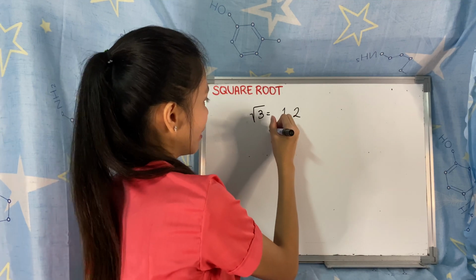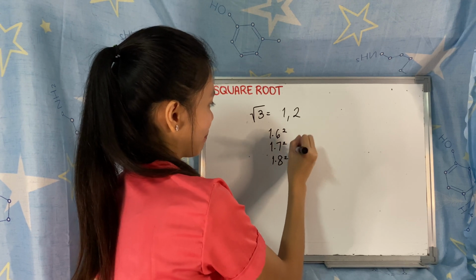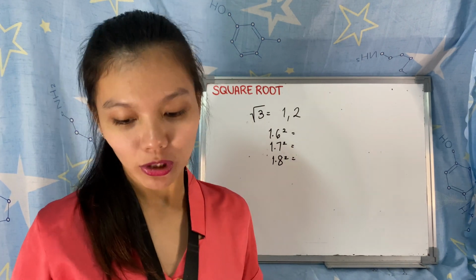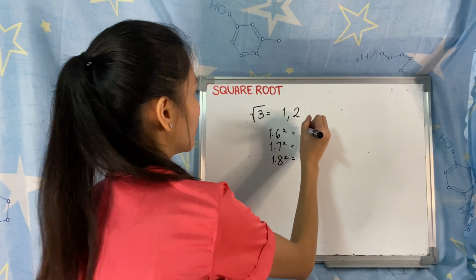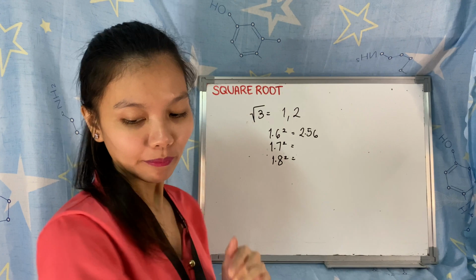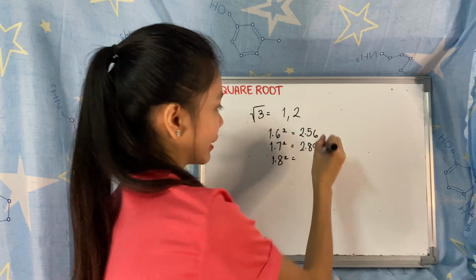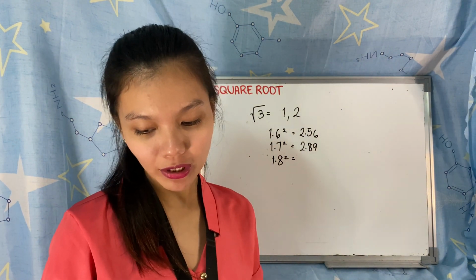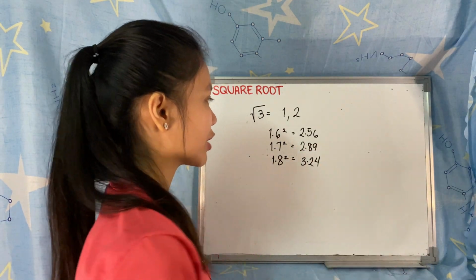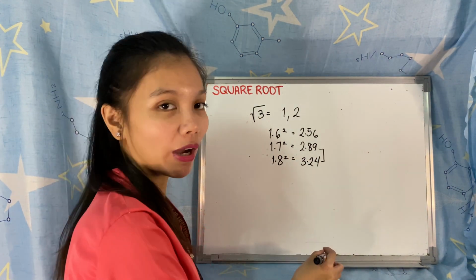So, we're going to try the values of 1.6, 1.7, and 1.8. So, we are going to get the square of the given numbers. The square of 1.6 is 2.56. So, medyo malayo pa siya sa 3. Then, the square of 1.7 is 2.89. So, malapit-lapit na siya. And for the square of 1.8, we have 3.24. So, medyo napalayo na siya. So, dito lang tayo magpo-focus sa pagitan ng 1.7 and 1.8.